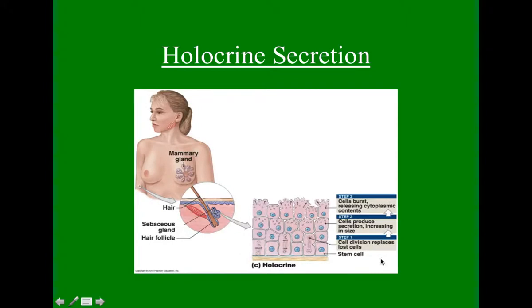Okay, and that's what this is showing here. This one goes from bottom to top. So we get cell division down at the bottom by the stem cells, and as the cells move upwards through the layers, they produce their secretion, they get bigger, and they add a lot of vesicles. When they reach the surface, after they've reached complete maturity, the cells are bursting at that point, and they release all of the contents of the cell. The way I remember holocrine secretion is it's the whole cell that gets destroyed.